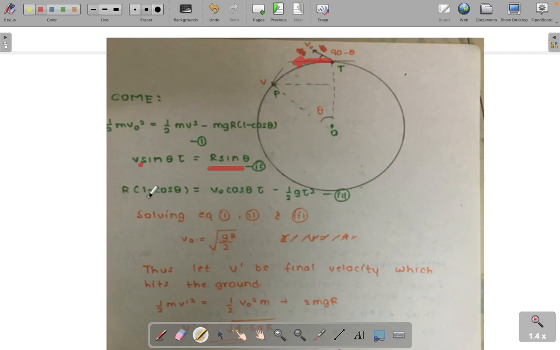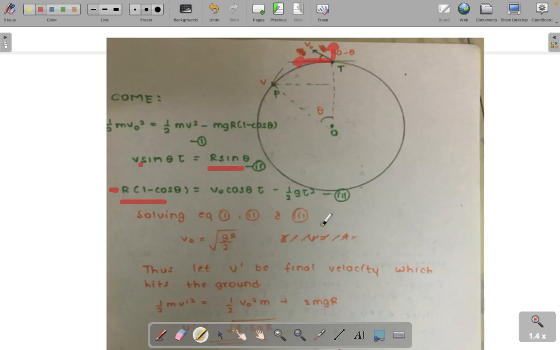And equation 3 is along the y-axis, that is the distance being traversed. And here should be a minus sign. Don't worry, the answer is correct, I just forgot this minus sign. So v naught cos theta is the perpendicular component of the velocity, which is along the y-axis. This displacement, r minus r cos theta, is equal to v naught cos theta, the component of velocity v naught along the y-axis, times t minus half g t square.